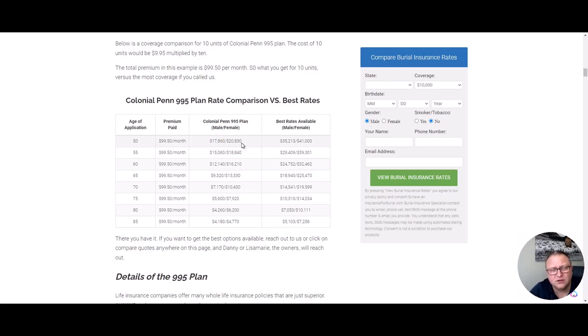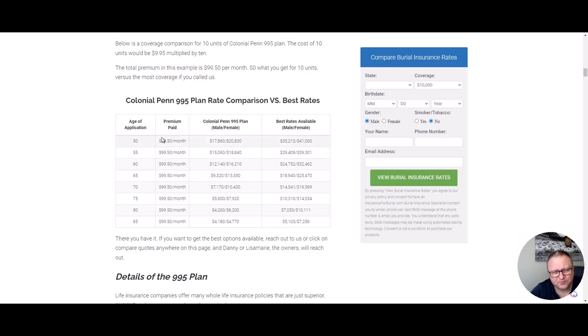$17,860 in coverage. Now, if you came to us and we shopped you to the best carriers that we offer, which are all A-plus rated, and all have award-winning customer service, but most importantly, an efficient payout of death claims, you would get the same policy for $35,213. That's double the coverage for the same exact price. All you have to do with us is just answer a few health questions.